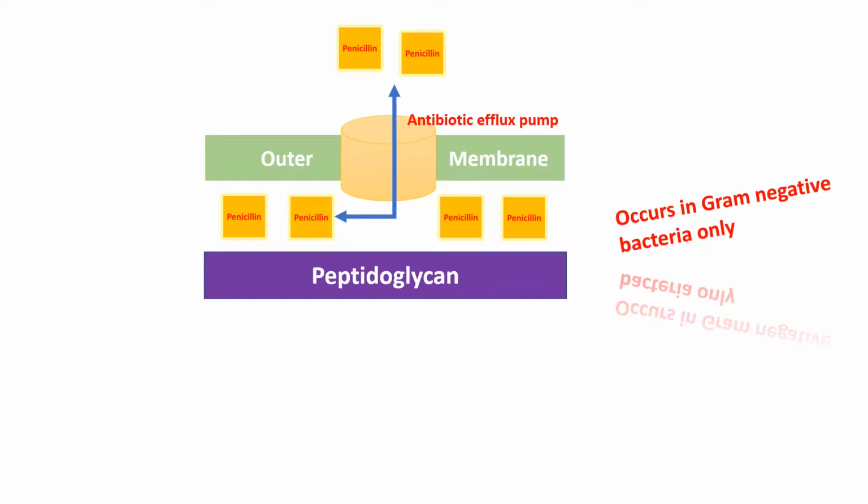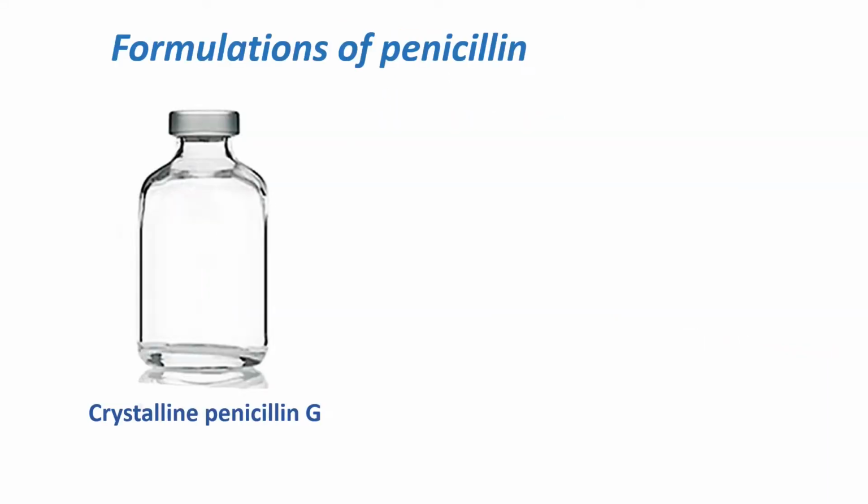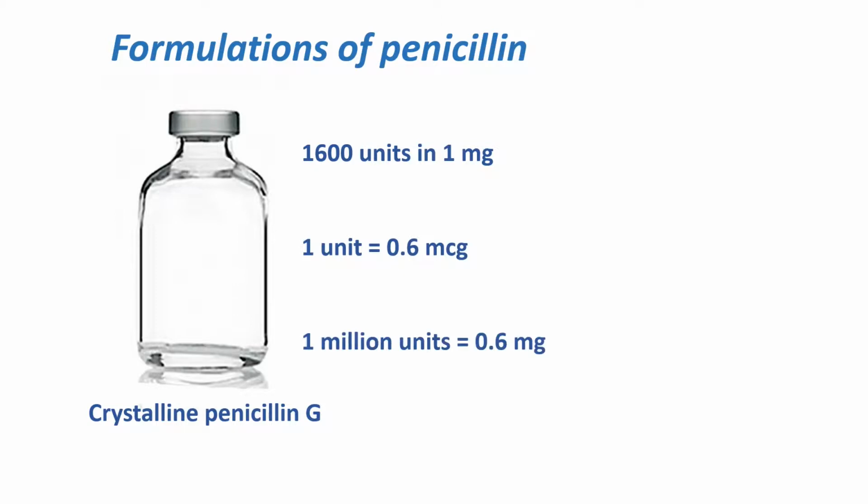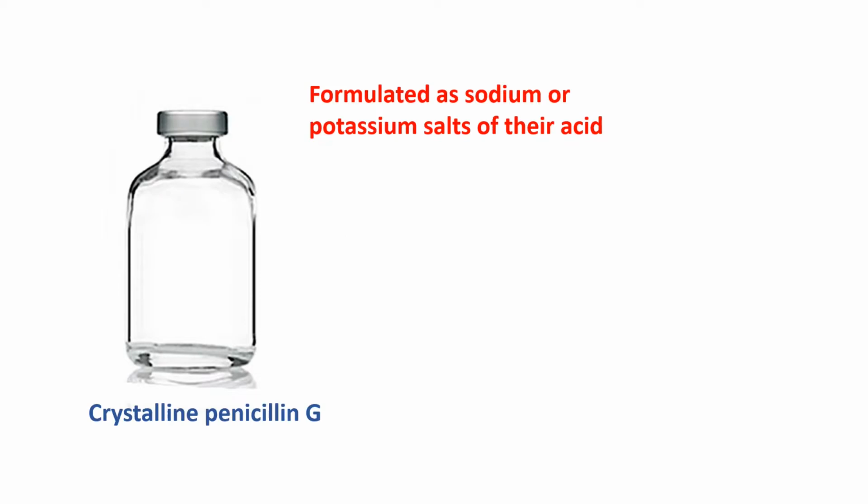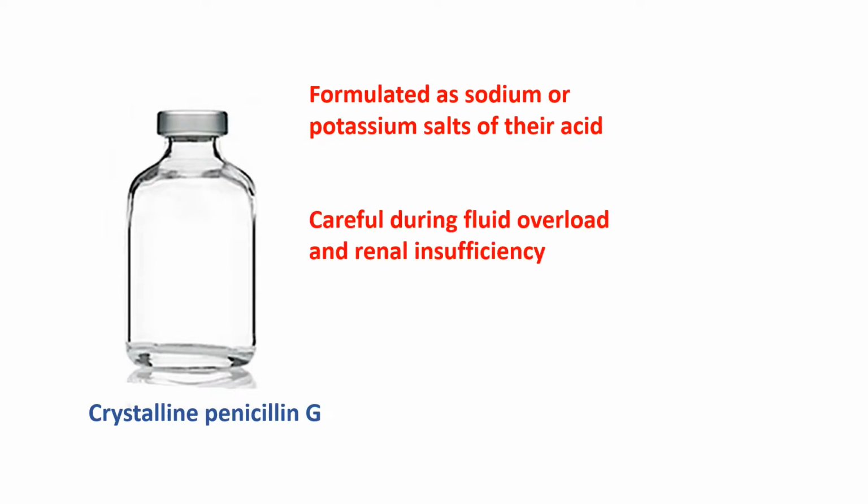Now let's talk about units and formulations of penicillin. Crystalline penicillin G contains 1600 units in 1 mg. That is, 1 unit contains 0.6 microgram and 1 million units contain 0.6 gram. Most penicillins are formulated as sodium or potassium salts of their free acids. Thus, we should be careful in case of hyperkalemia or hypernatremia.